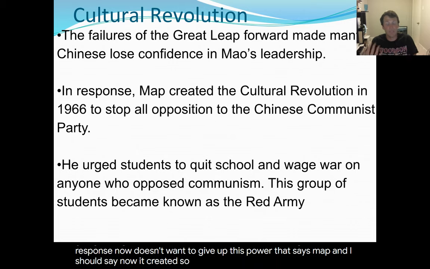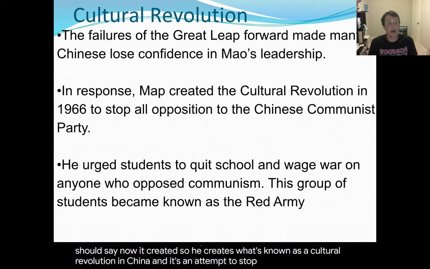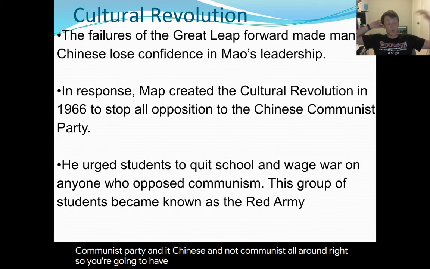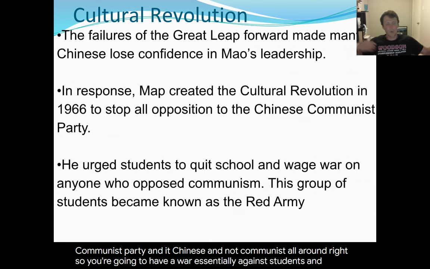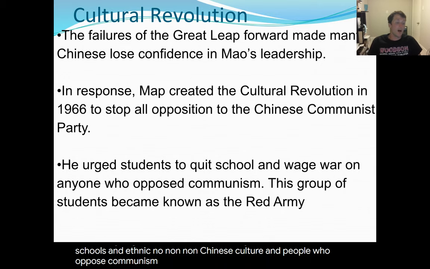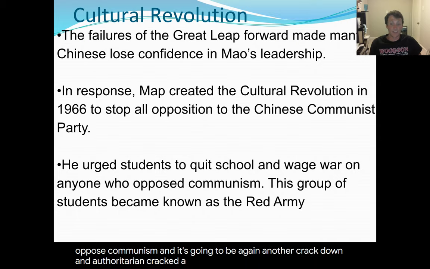So he creates what's known as the Cultural Revolution in China, and it's an attempt to stop opposition to the Communist Party, and it stomps down culture that's not Chinese and not communist all around, right? So you're going to have a war essentially against students and schools and ethnic, non-Chinese culture, and people who oppose communism, and it's going to be, again, another authoritarian, dictatorial crackdown on the people of China.